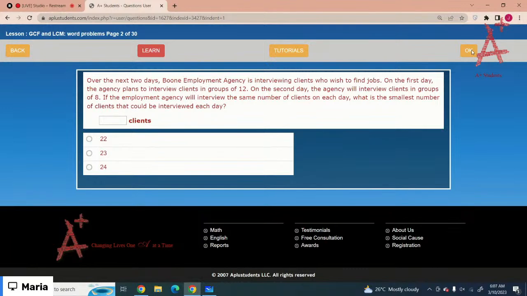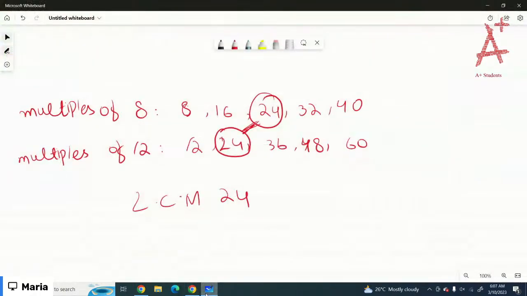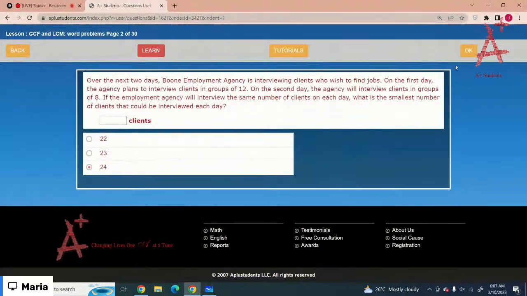So the smallest number, again, you have to find the LCM of 8 and 12. Got it? We just did the LCM of 8 and 12, and for that you have to write down the multiples of 8 and the multiples of 12. So the least common multiple of 8 and 12 is 24. Got it? So the correct option is 24.